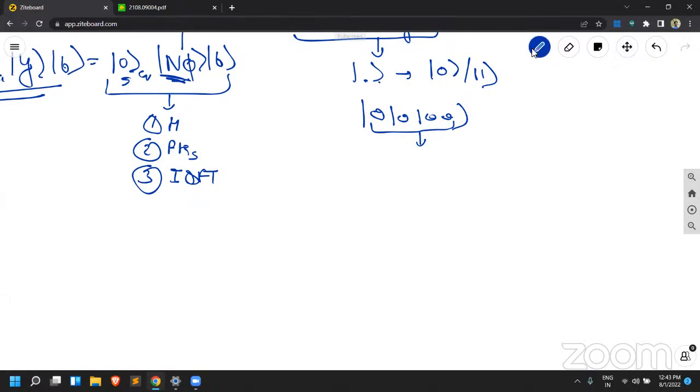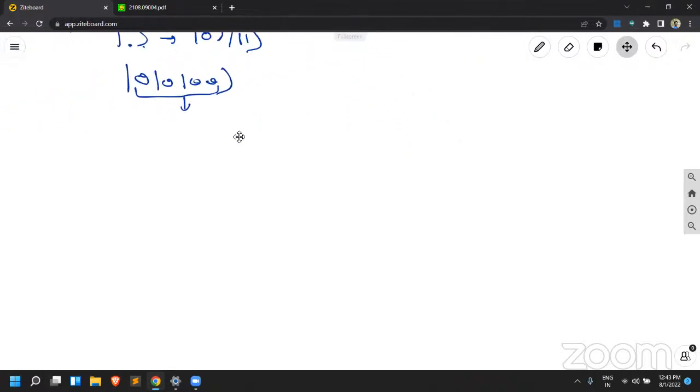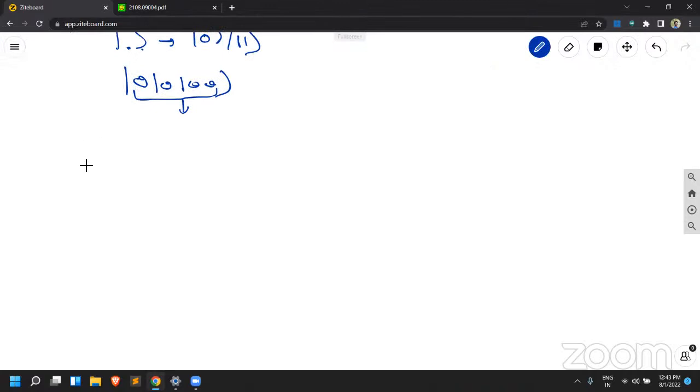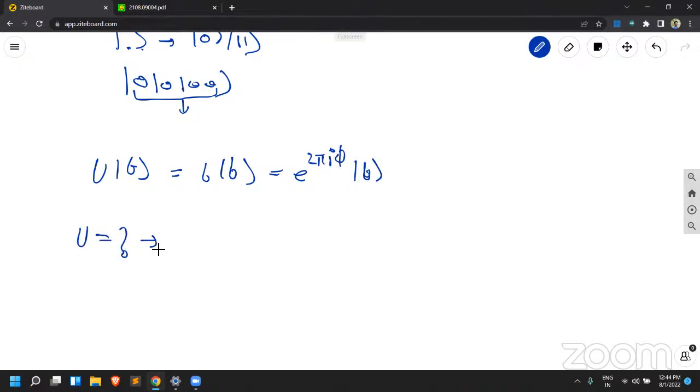In order to deal with it, there's something called rescaling that we can do. If you remember, we had applied unitary operations U on b to give us this b, which was e to the power 2 pi iota phi times b. What should U be? Actually, here we are going to do what is called Hamiltonian encoding.